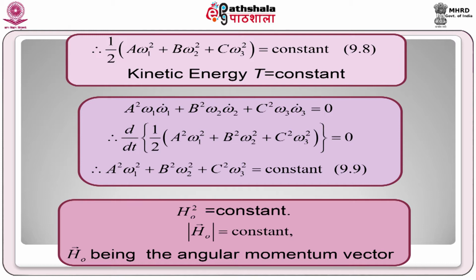Thus, one may conclude that the absolute value of H0 vector is equal to constant. The suffix O stands for about the point O. We just used it to mean that the angular momentum is considered about the point O. That is, the magnitude of the angular momentum vector remains constant. This is another integral of motion. So, we have obtained two integrals of motion.